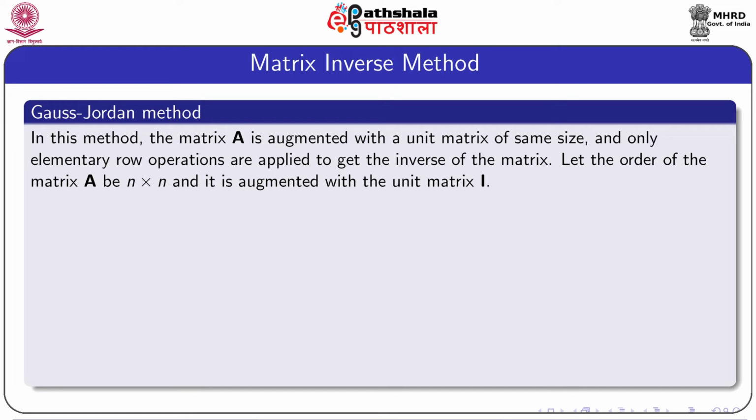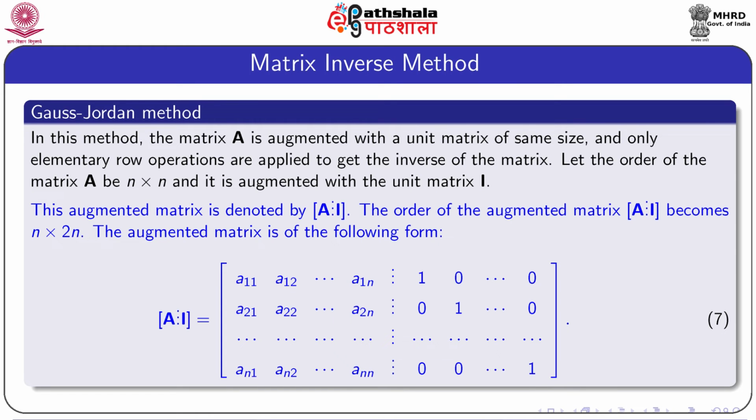Let the order of the matrix A be n by n, and it is augmented with the unit matrix I. Then the augmented matrix is denoted by A vertical dots I, and the order of the augmented matrix A vertical dots I becomes n by 2n. That means the number of rows is n and the number of columns is twice n. The augmented matrix is of the following form. Note that the first half represents the matrix A and the second half is nothing but the unit matrix.